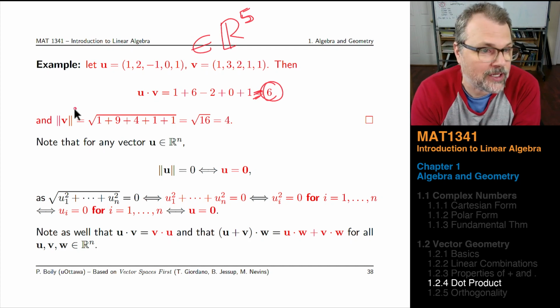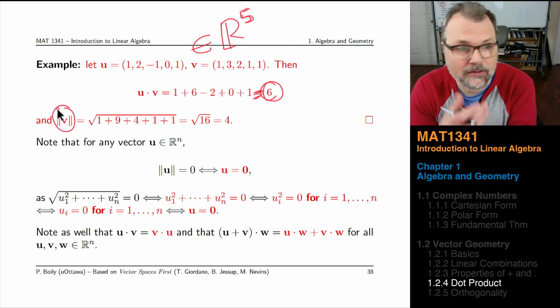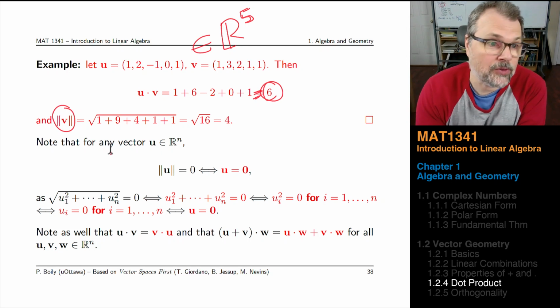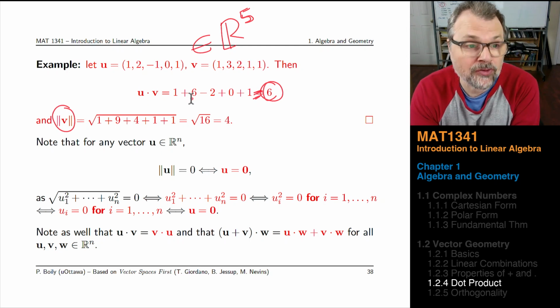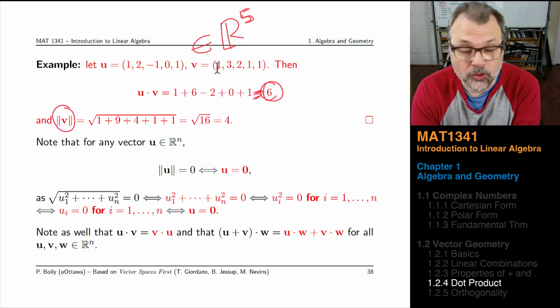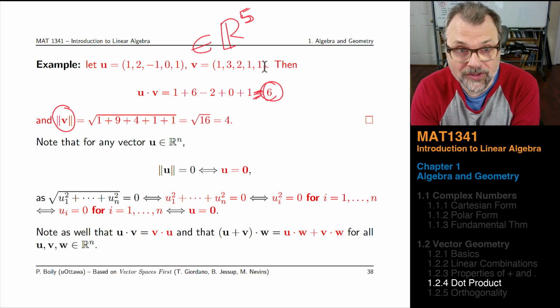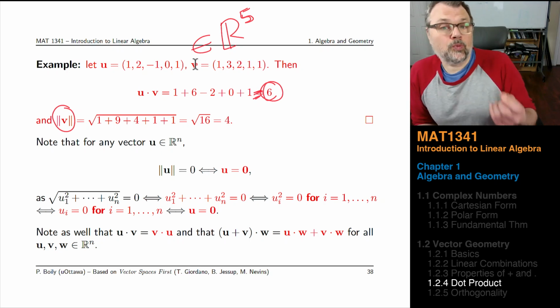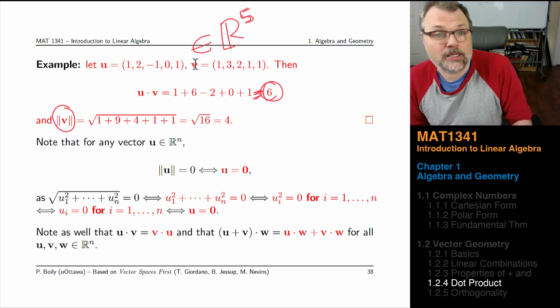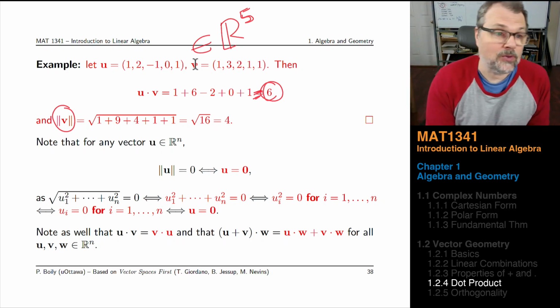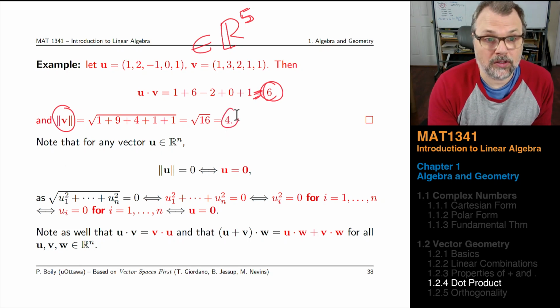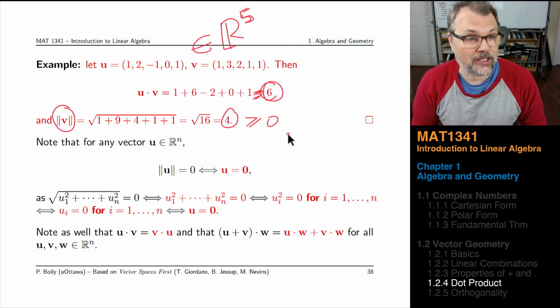And if you wanted to compute the norm of v, the length of the vector v, all you would have to do is take the square root of the sum of the squares of each of the components in v. So 1 plus 9 plus 4 plus 1 plus 1 gives me 16. The square root of 16 is 4. Remember, when we take the square root by convention in this class, we're talking about the positive one. And so the length of v is 4. Obviously, the length of a vector has to be greater than or equal to 0.